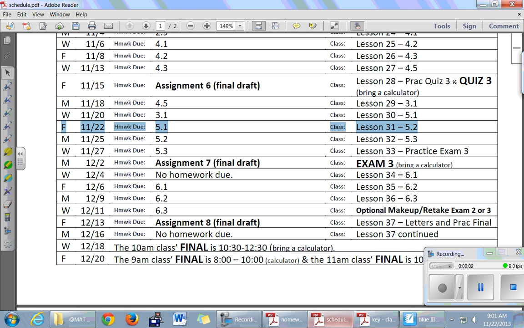Let's take a quick look at the schedule. I'll come around and check other homework during class. But the schedule says today we cover section 5.2. Homework due was 5.1. Next class homework is due at 5.2.